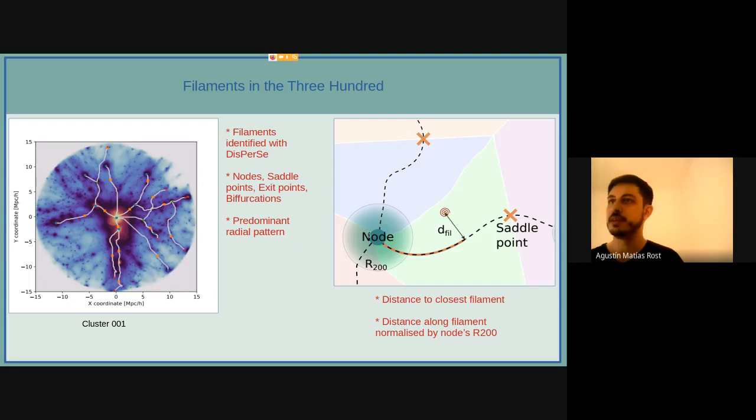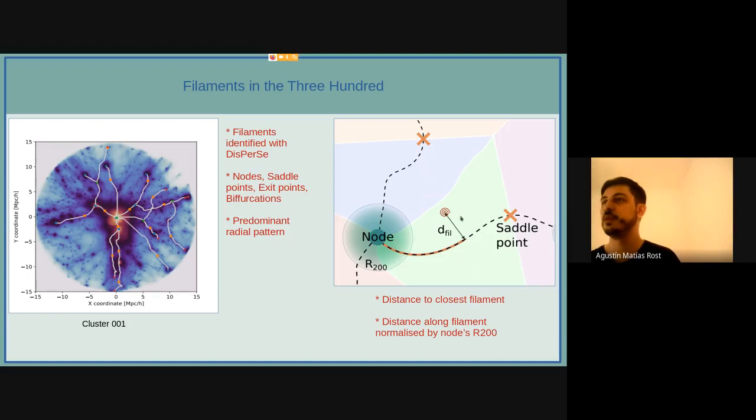Here you see 3 filaments detected, and for us, a filament goes from a node to the saddle point. A traditional filament will go from a node to another node, but for us, it stops at the saddle point because this is the region of influence of this node. So the material that falls into the green part is going to account for this filament, and it's going to be governed by this node. If you go beyond the saddle point, you're going to fall into another filament with another node. So everything that falls into the green region, for example, is going to account for this filament.